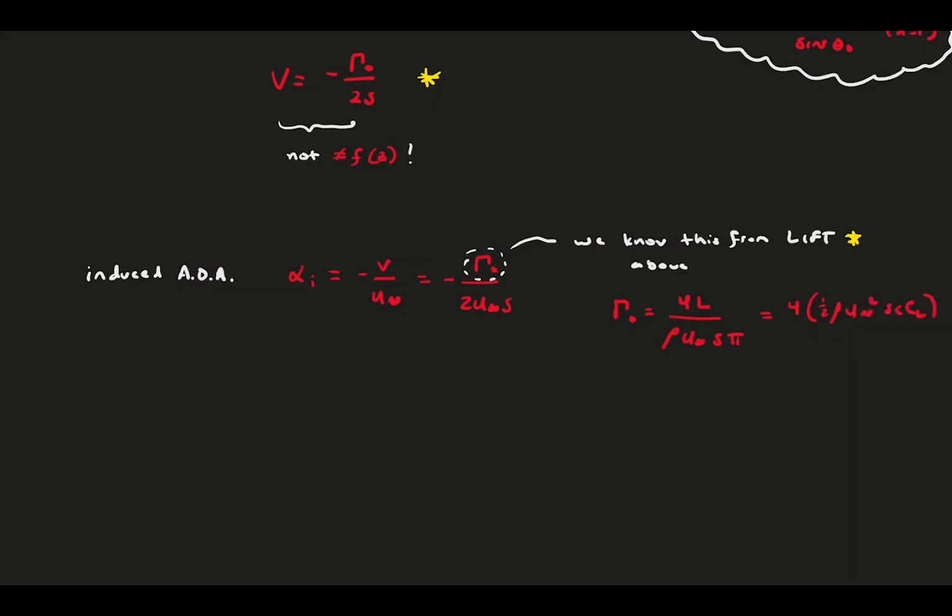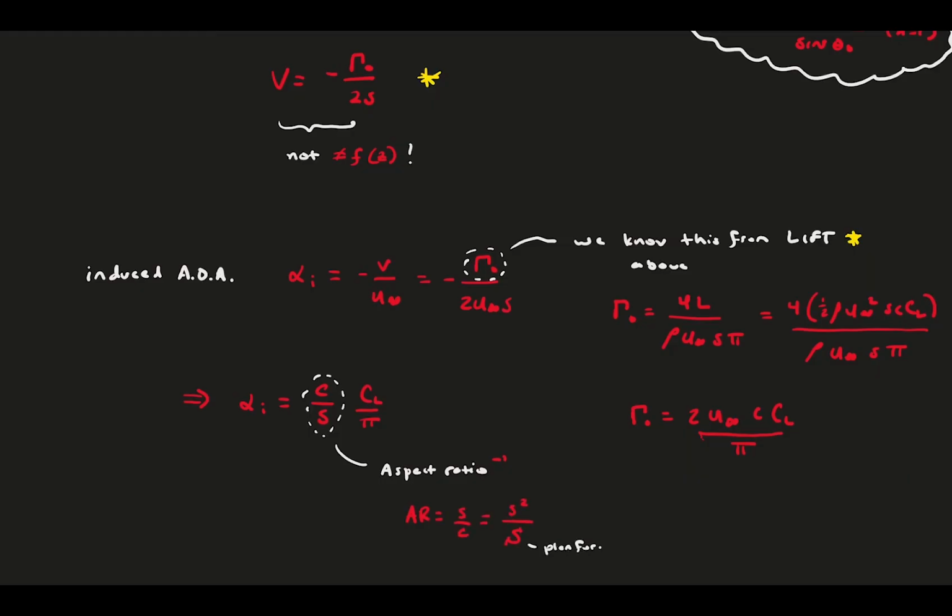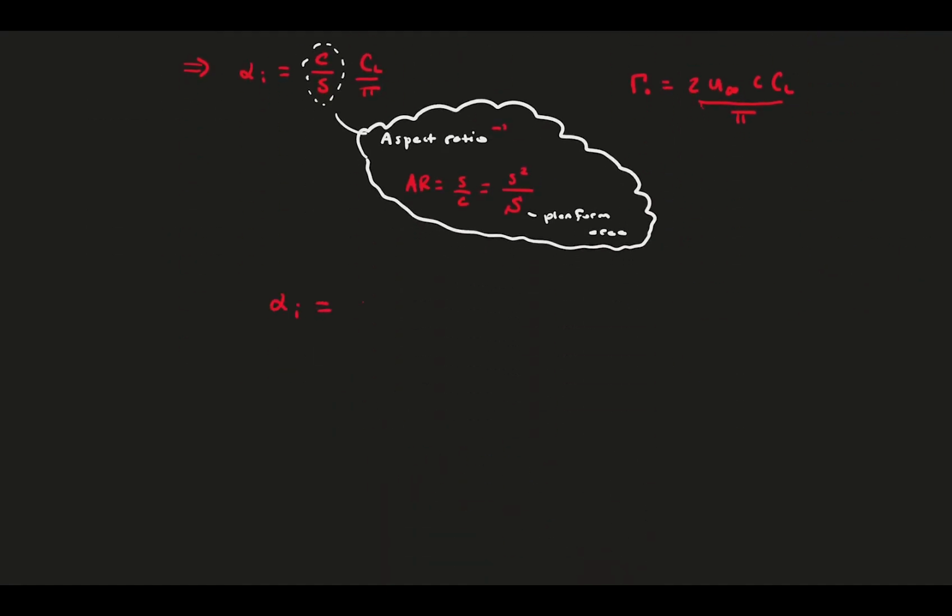First, find gamma sub 0 as a function of lift, then use the lift equation to get it as a function of the lift coefficient. Plug this back into the induced angle of attack expression. You might recognize the ratio of chord over span as the inverse of the aspect ratio. Technically, aspect ratio is the span squared divided by the planform area of the foil. This accounts for wings of all shapes and sizes. However, here we can turn chord divided by span into the aspect ratio. This gives us our final form of the induced angle of attack.